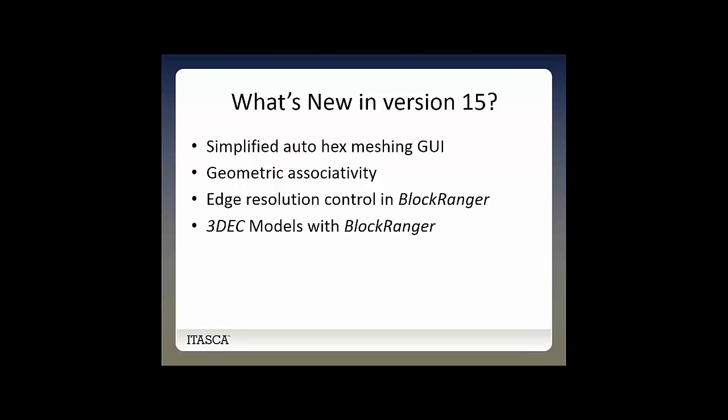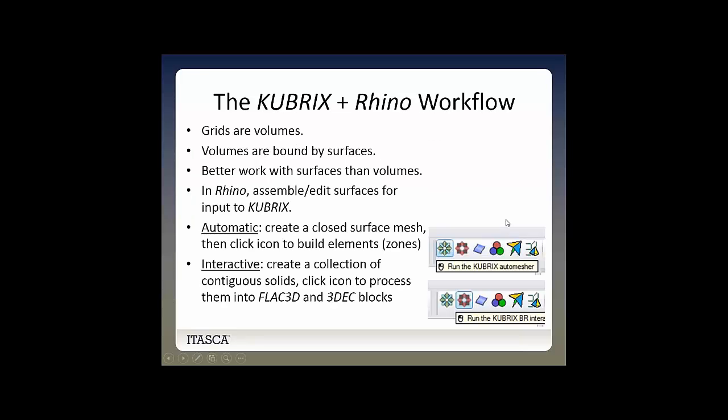Thirdly, edge resolution control in Block Ranger. As those of you who are familiar with earlier versions of Block Ranger 1.0 will notice, in the new version we have added control of local resolution. And finally, we now produce 3DEC models with Block Ranger as well. It provides us with essentially a fourth capability for generating models for 3DEC. Essentially, KUBRIX is a toolkit that also promotes a certain workflow.